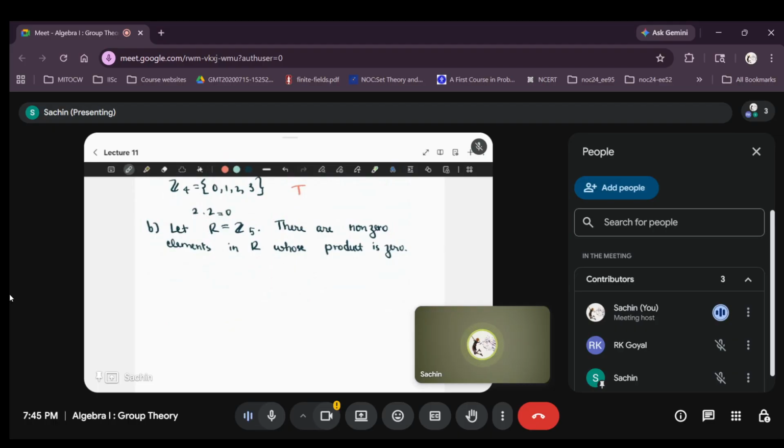But that explanation didn't convince me. Why are they relatively prime? 2 and 4 are not relatively prime. Both belong to Z5. It only works for the prime number itself. It works for 5. It doesn't work for the other elements.